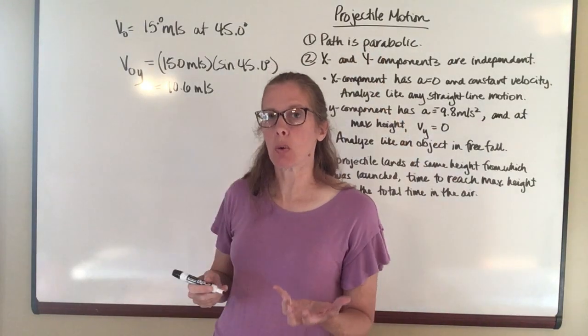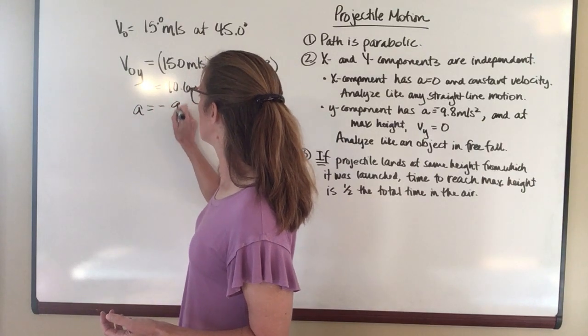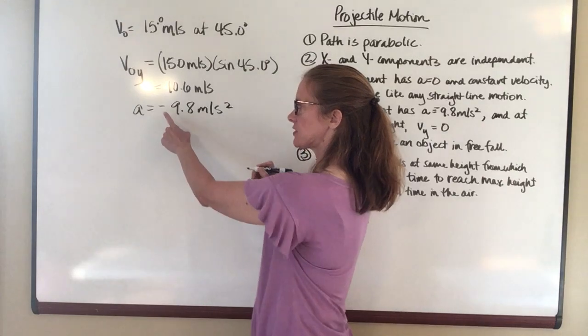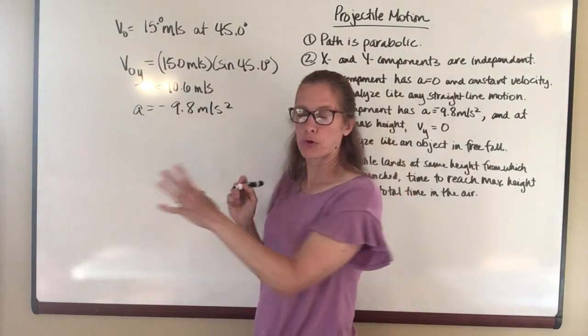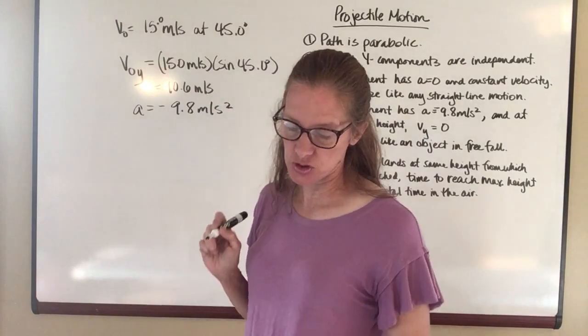Well, what else do I know in the y direction? Well, I know that acceleration is a negative 9.8 meters per second squared. And notice this is negative. The football, when it's thrown, is going upwards. So this is positive. So things are all making sense here so far.